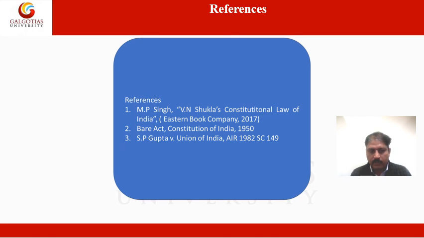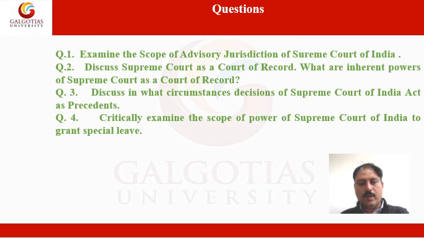The case is referred to as S.P. Gupta versus Union of India, AIR 1982 SC 149, which is also known as the Judges Transfer Case, and explains the collegium system that exists in India. In this slide, you can see the questions which arise from our discussion of the topic, that is, the Supreme Court of India, its powers and functions.